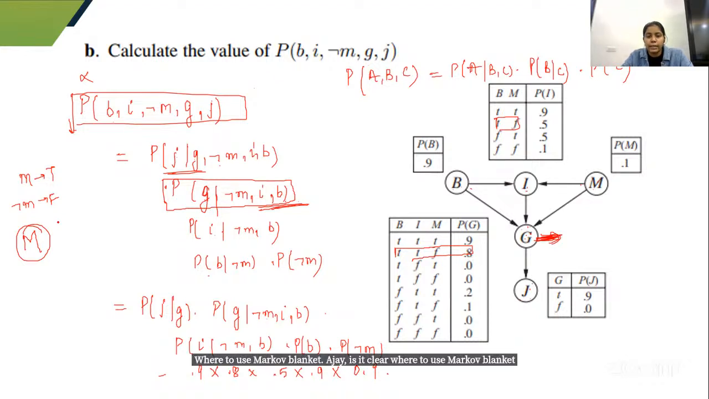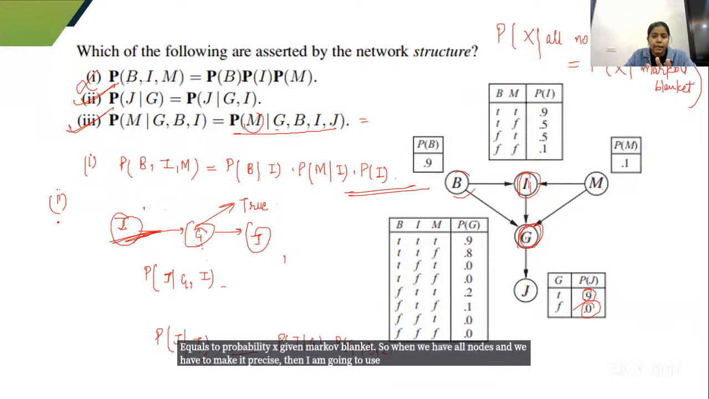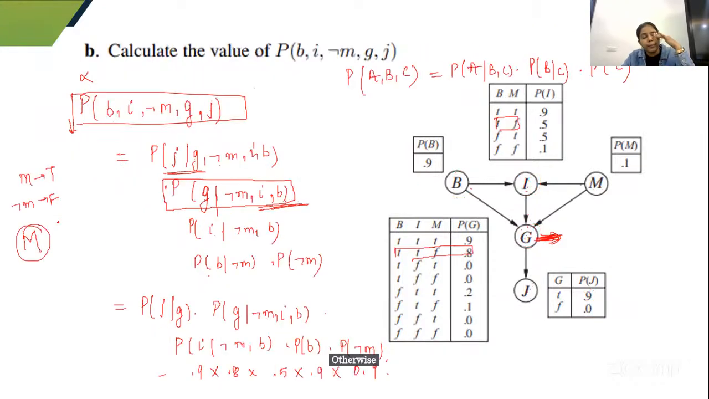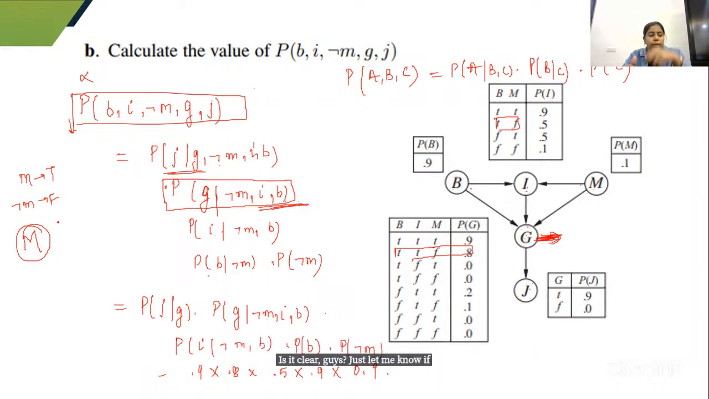So Markov blanket says that probability of X given all nodes equals probability of X given its Markov blanket, right? So when we have all nodes and we have to make it precise, then I'm going to use Markov blanket. Otherwise, I'm going to remember the statement that a node given its parents is conditionally independent of all its non-descendants. Is it clear, guys? Just let me know if there is any confusion or question.